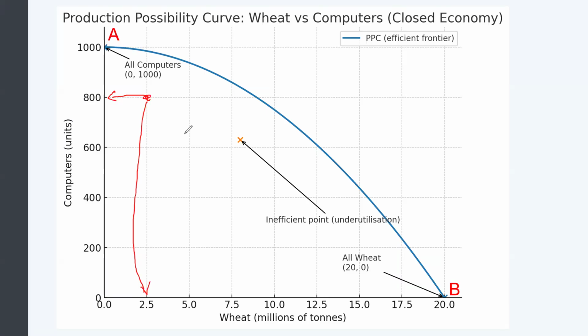They are not using all the entrepreneurial skills. They are not using all of the capital. So this point becomes inefficient. Which one is efficient? If they move here, do you see at this point here?